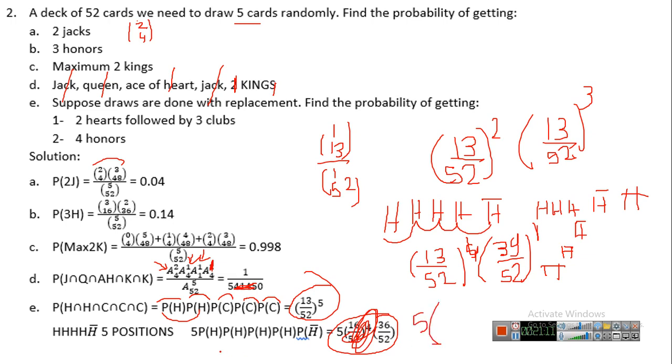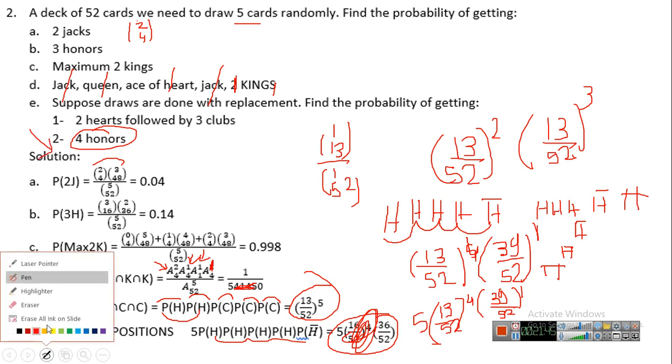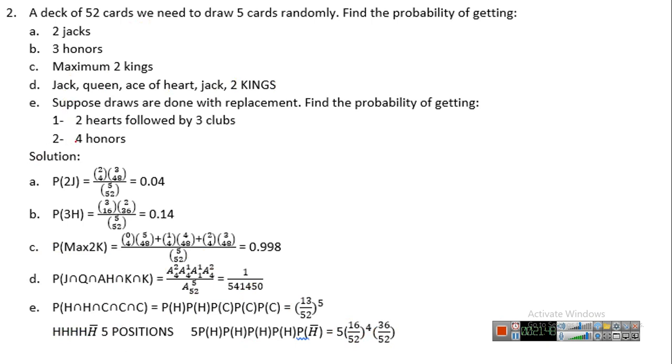I want 4 hearts. How many hearts do I have? 13 over 52 power 4, and 1 without heart, which will be 39 over 52 power 1. Here I meant honors, getting 4 honors. I made the mistake. It's not hearts, it's honors. I took H, and when I looked here, I didn't look at the number 2, I took it as heart. So if you want to take it as honor, I want 4 honors.